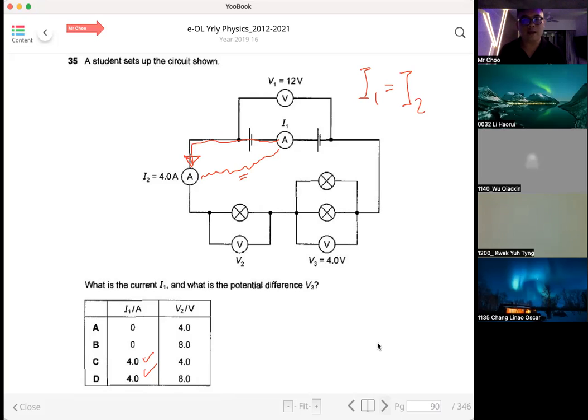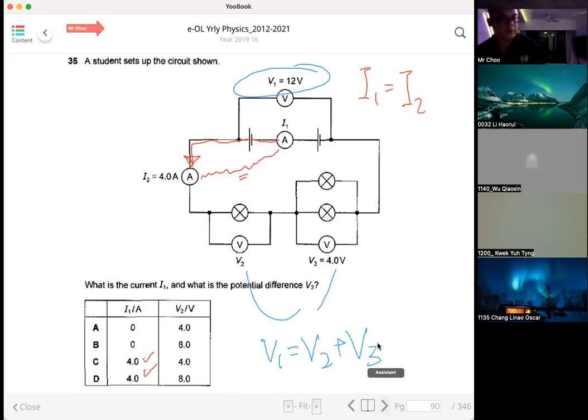This question is not hard. The EMF is 12 volt. So V1 must be equal to V2 plus V3. Is that correct or not? Okay, V1 must be equal to V2 plus V3. So what's the answer? Bei Kwan, try again. Oscar, try again. And the rest of you, what is the answer? Can you all tell me?